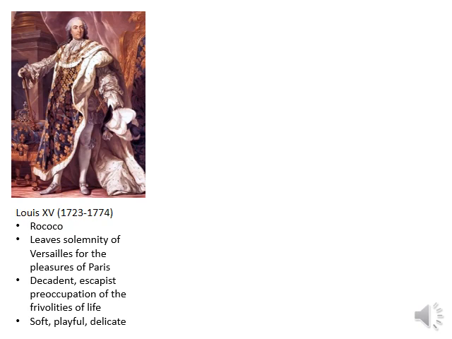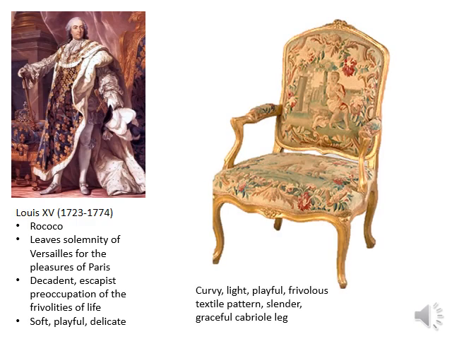Much of his design, with respect to textiles, interiors, and decorative arts, was very soft and playful, very delicate, reflecting this escapist, kind of fluffy lifestyle that he wanted to lead. So here is his fauteuil: curvy, light, playful, frivolous. The textile pattern itself is very fluffy, lots of pastel colors, many pastoral scenes or scenes that lightly reference things like beauty and art and love. And here we have this graceful cabriole leg.